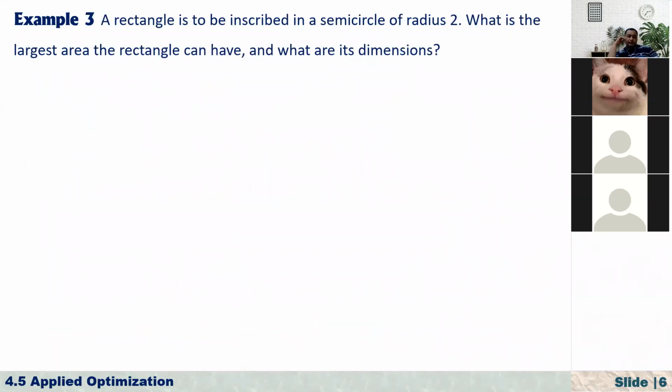Okay, another question. A rectangle is to be inscribed in a semicircle of radius 2. What is the largest area the rectangle can have, and what are its dimensions? Okay, so it says that we are given a semicircle, right? Semicircle. And here we have the semicircle.